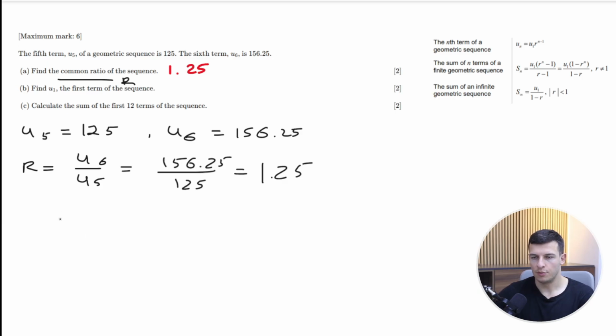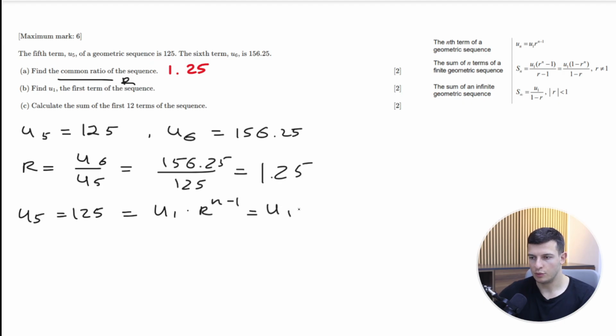Find U1, the first term of the sequence. Now that we know R, we can use either U5 or U6. It doesn't matter. I'm going to go with U5 because it seems to have a nicer number. So what is U5? U5 is equal to 125. But we also know from the formula, if you check out the formula on the top right corner here, that it should be equal to U1 times R to the power of n minus 1. Now, do we know our U1? We don't. That's what we're looking for.